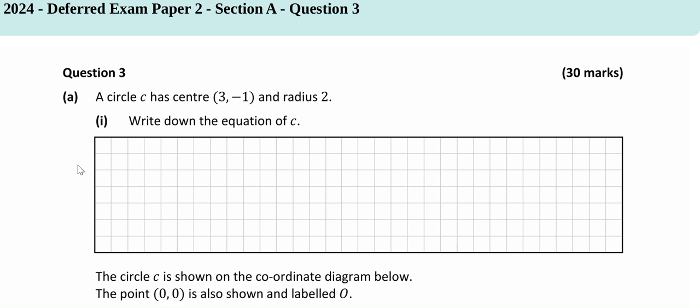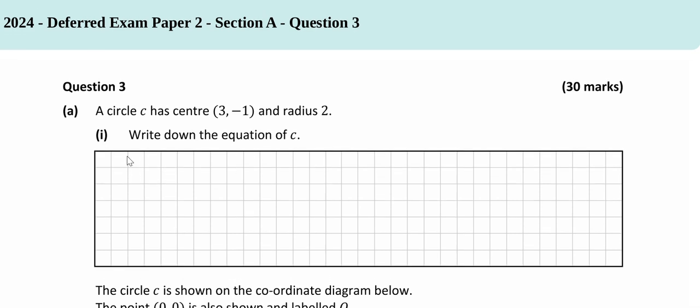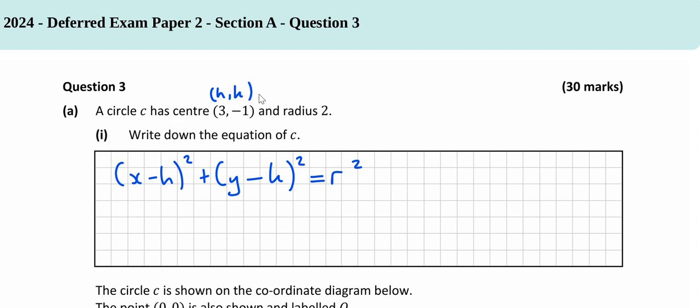So a circle C has centre (3, -1) and radius 2. Write down the equation of circle C. So in your log tables on page number 19, I do believe, you've got (x - h) squared plus (y - k) squared is equal to r squared. Your centre is always known as (h, k) and your radius is 2.